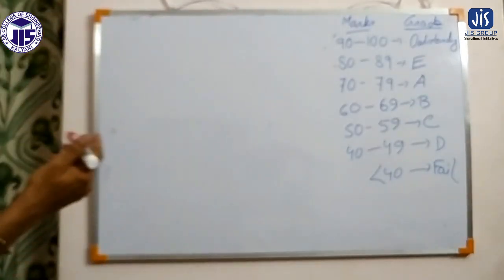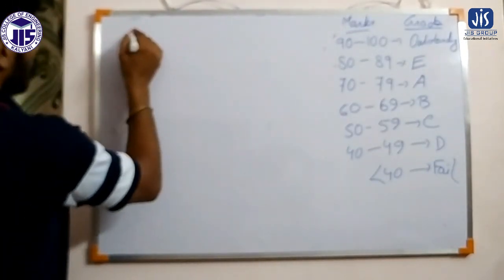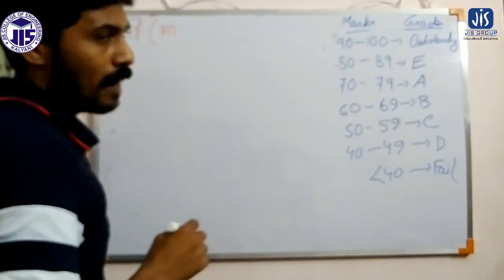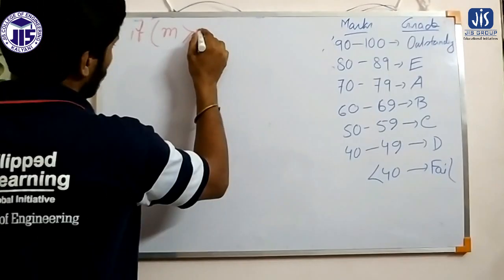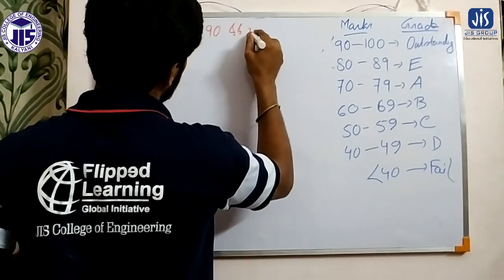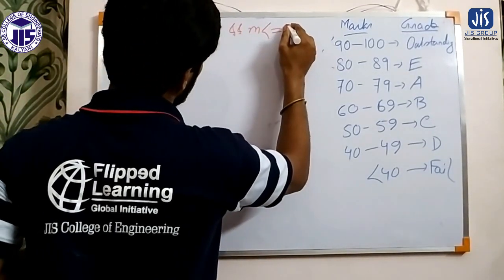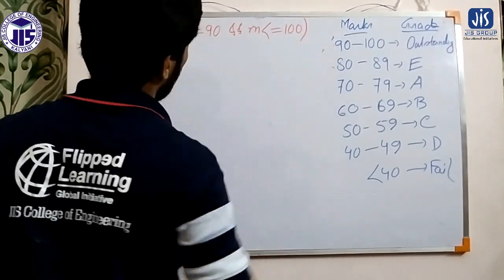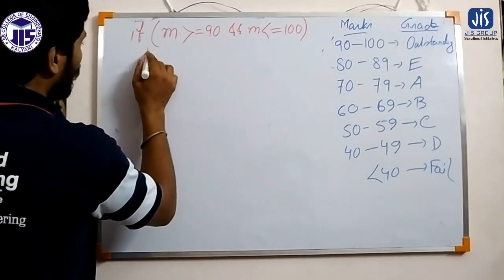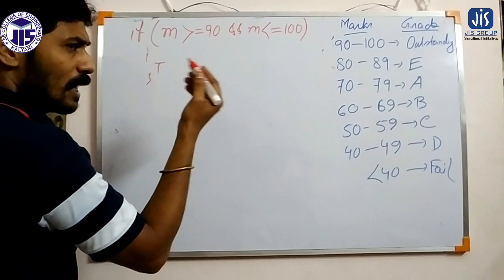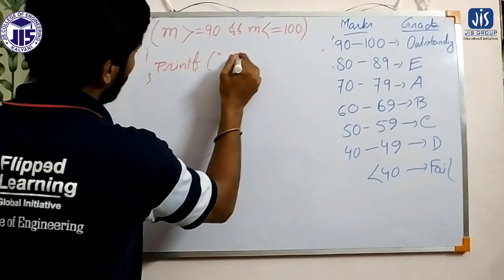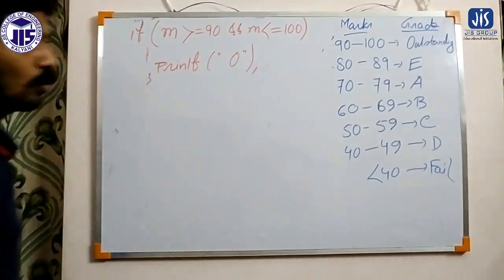So how can we write it in the form of a program? If marks is greater than or equal to 90 and marks is less than or equal to 100, that means within the range of 90 to 100, we can write, just following the syntax, printf the grade is O. We can print the grade O, right?